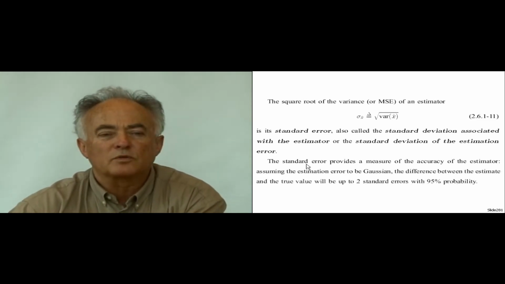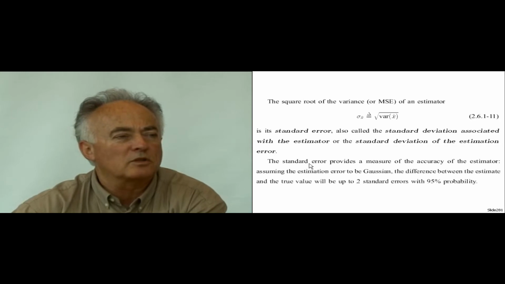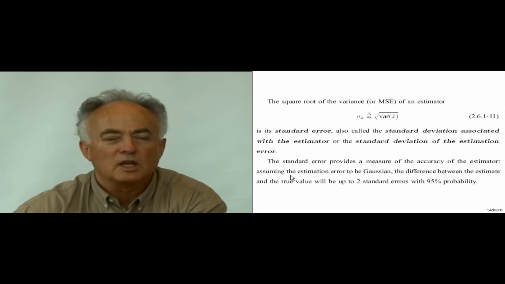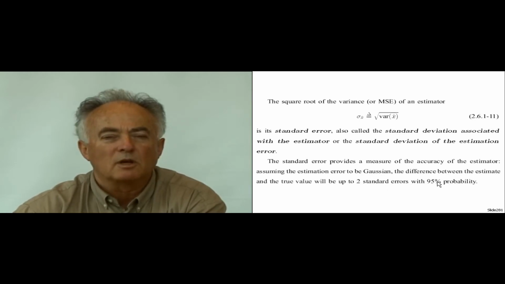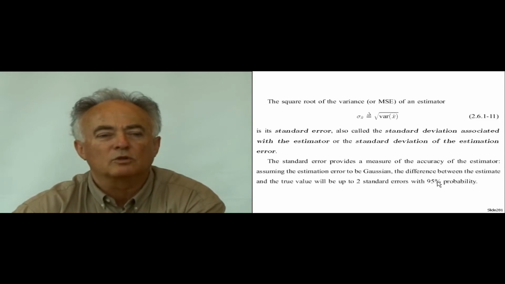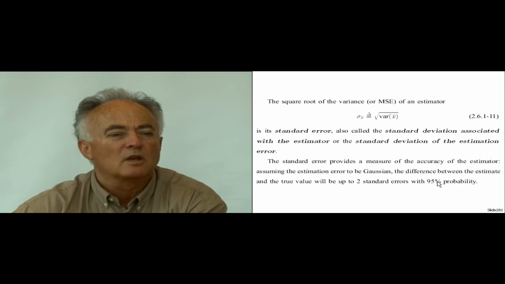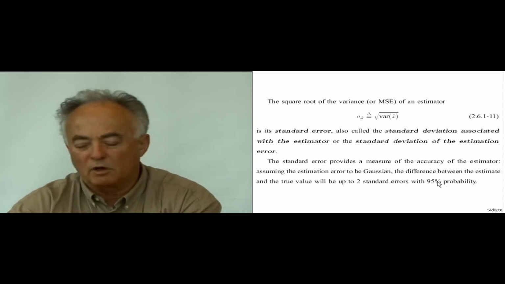The way this is useful as a measure of performance is that it provides a measure of the accuracy of the estimator. If we think along the lines of a Gaussian error, then the difference between the estimate and the true value will be up to 2 standard errors with 95% probability, because that's the deviation between the estimate and the true value, up to 2 sigma, with 95% probability, obviously.